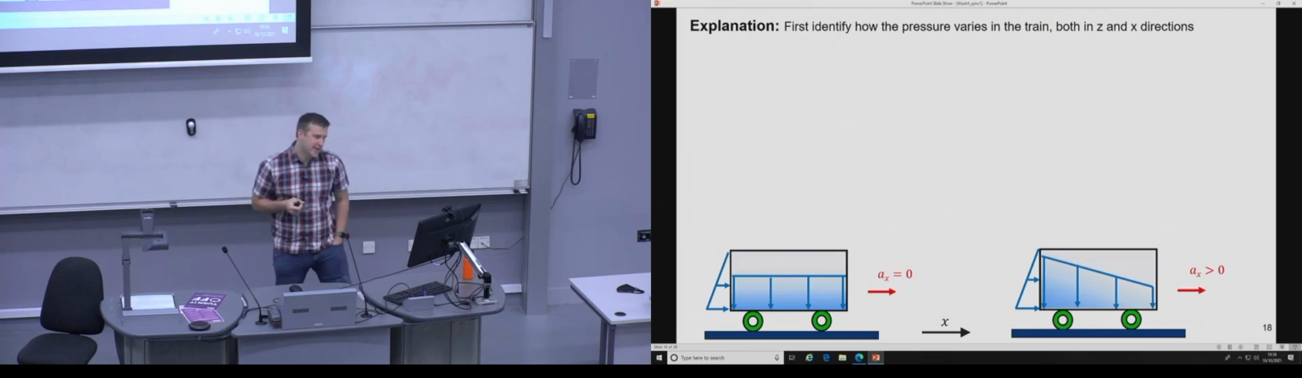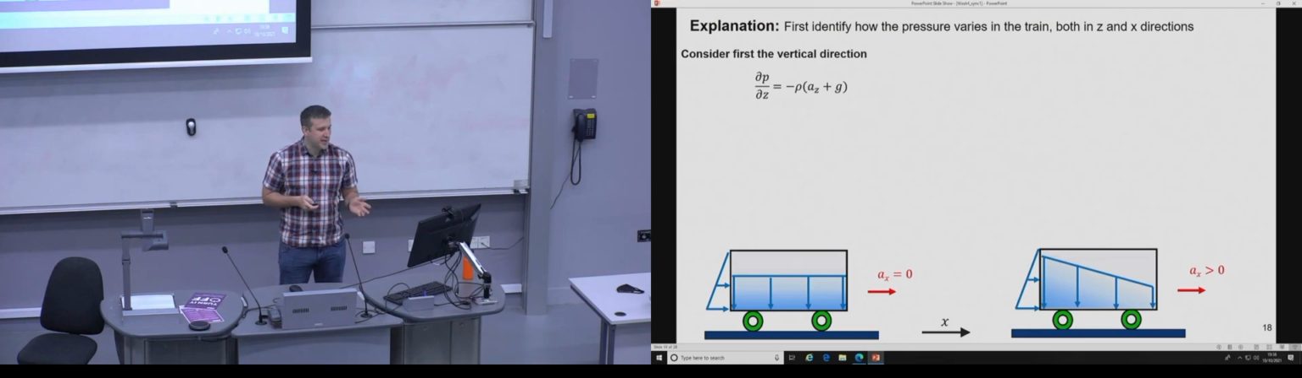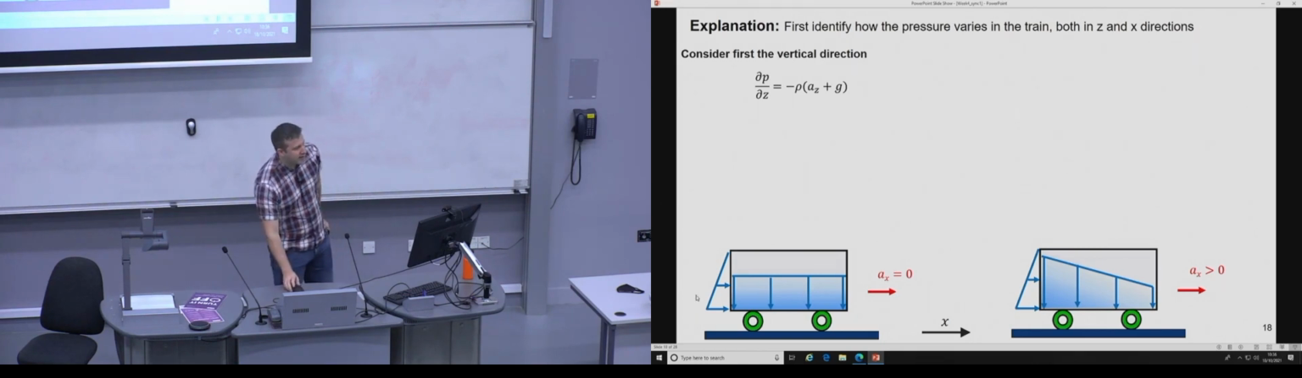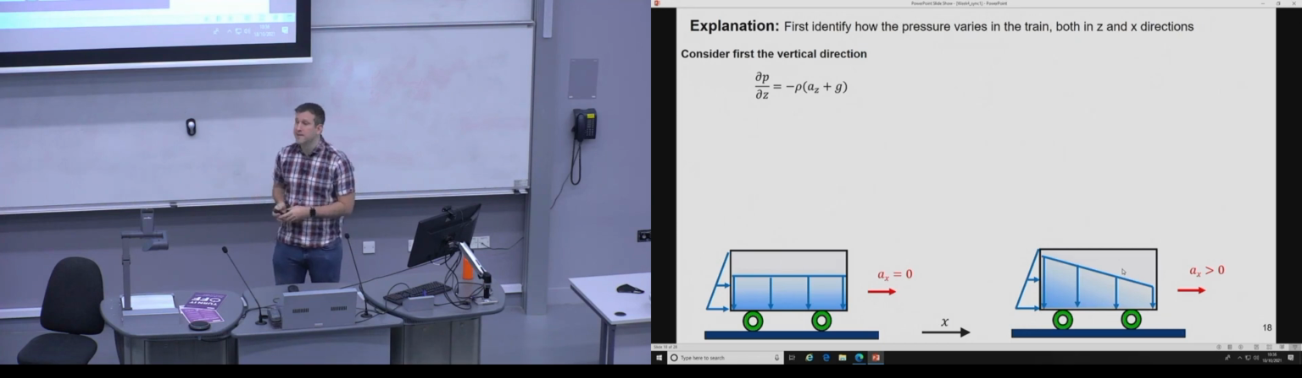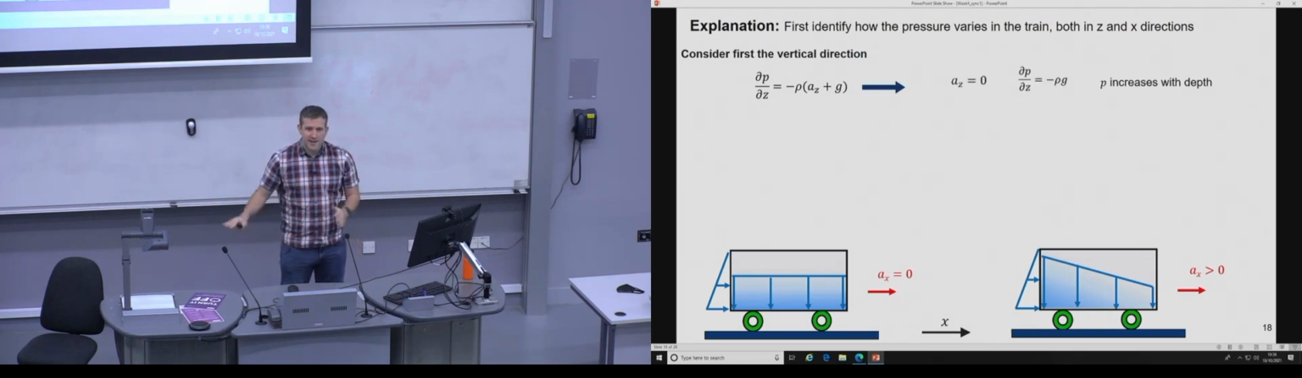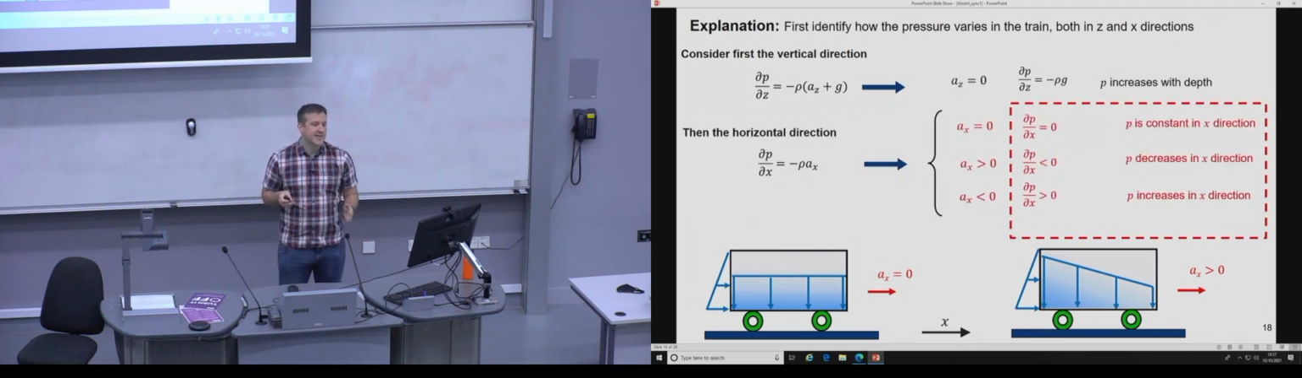Okay. So the first part of the explanation is to identify how the pressure varies. So we have this situation where we have our train at rest, and then we have it accelerating in a positive x direction. So we've got our two components of acceleration. We've got our AZ and our AX. Whether it's at rest or accelerating, the vertical component is the same. That's the first key. The vertical component due to gravity doesn't change. What changes is the horizontal component.